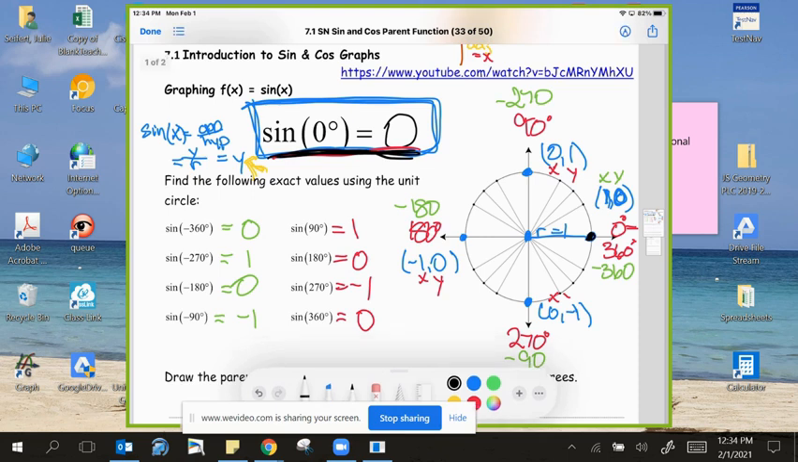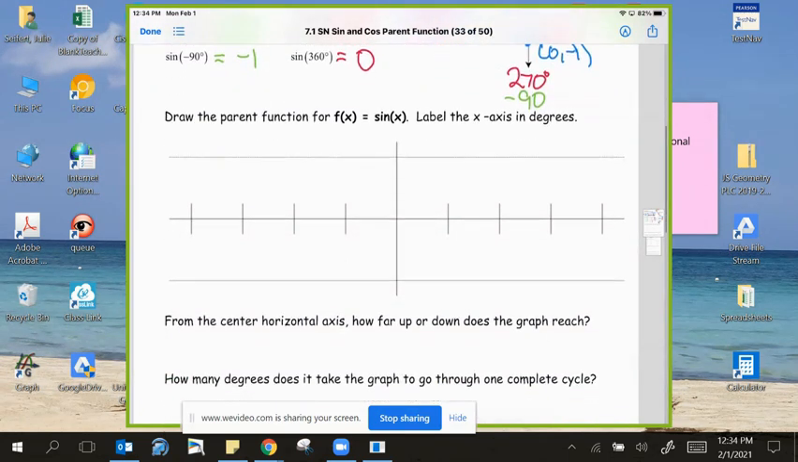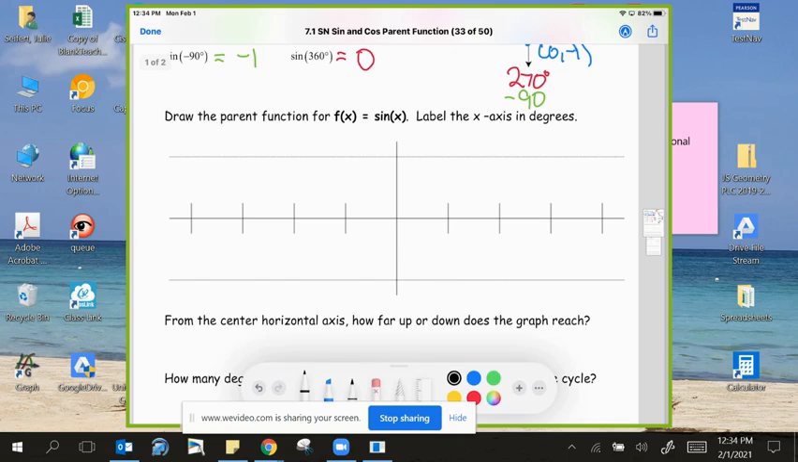Okay? So when we're labeling our x-axis, we're labeling this in degrees. We're going to have 0 degrees here in the middle. That's degrees, not squared. Then we're going to count by the quadrants. So 90 degrees, 180 degrees, 270 degrees, 360 degrees. Then on the negative side, negative 90 degrees, negative 180 degrees, negative 270 degrees, and negative 360 degrees. Good?